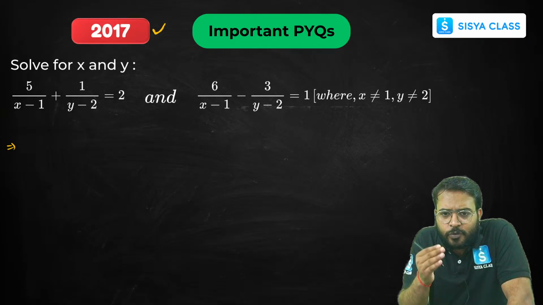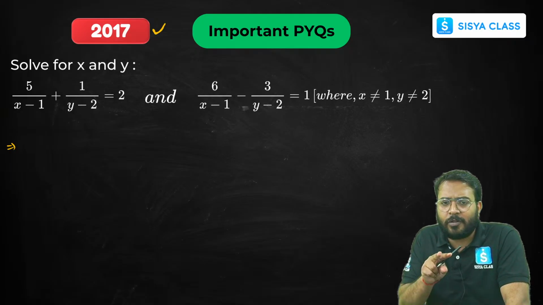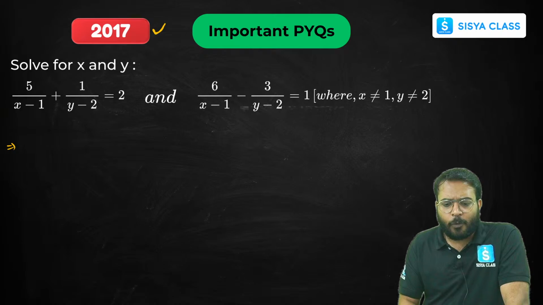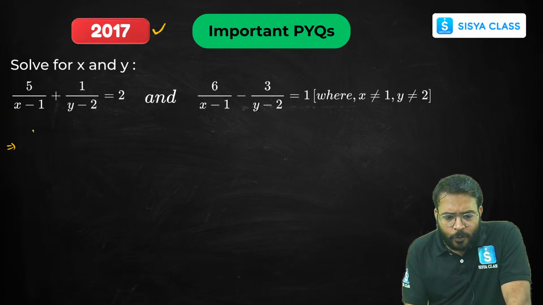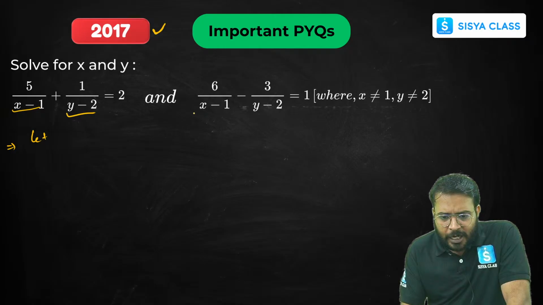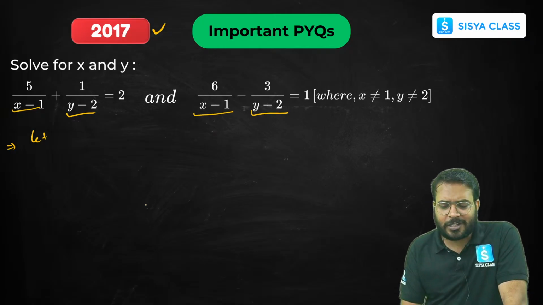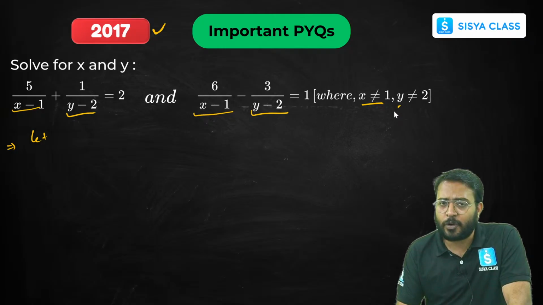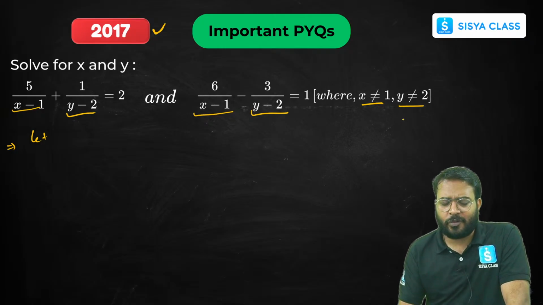So if I want to solve these two equations, that means I need to find out the value of x and y here. What I am going to do here is assume something. Can you see here? x minus 1, y minus 2, and here also x minus 1, y minus 2, they are going to be the same. Yes or no? They have given one condition that x should not be equal to 1 and y should not be equal to 2. Okay, that is fine.